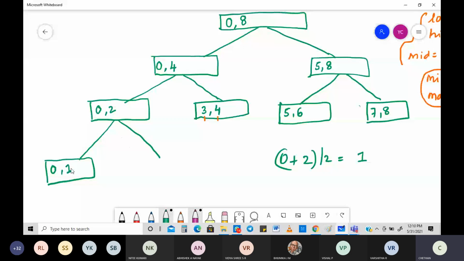Towards this side you get only one value. Low is 2, high is also 2. Be careful. Now you check with regard to this.